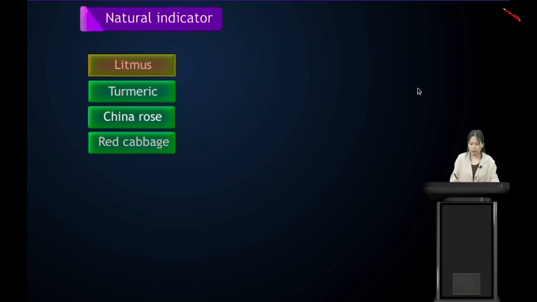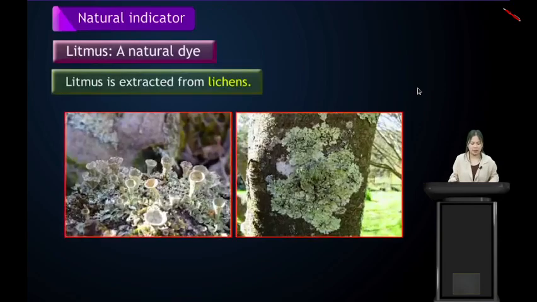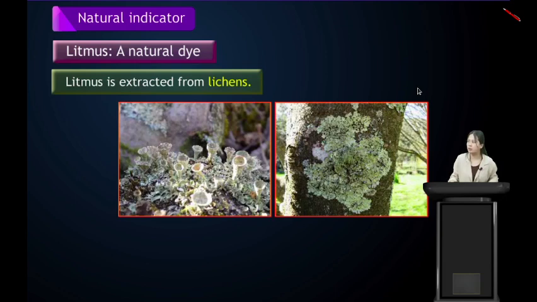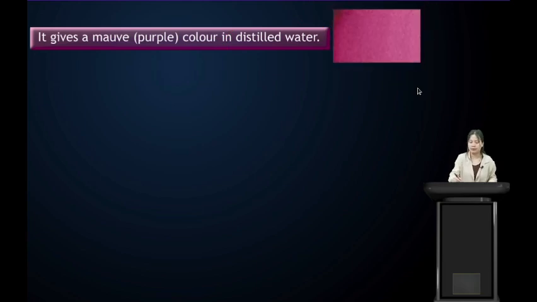So let us see the first one, litmus. Litmus is a natural dye and it is extracted from lichens. You must have seen this on the bark of the tree. Litmus gives a mauve or purple color in distilled water. Distilled water is neutral. So this is the color of the litmus in neutral solution.